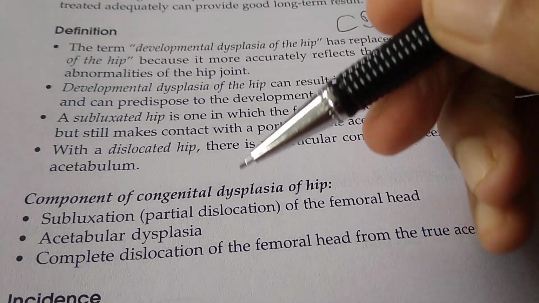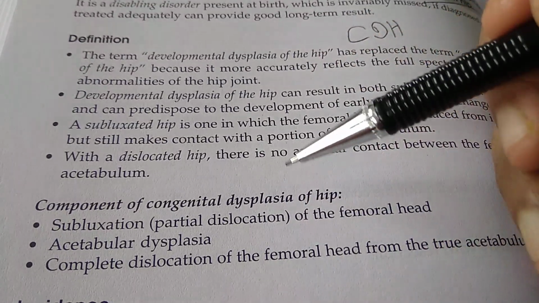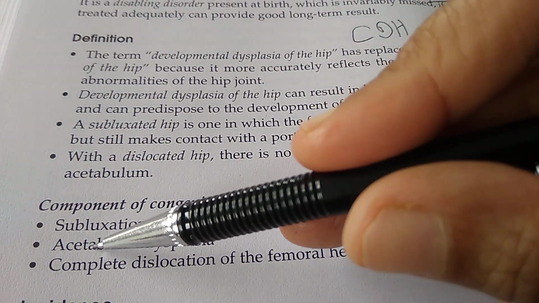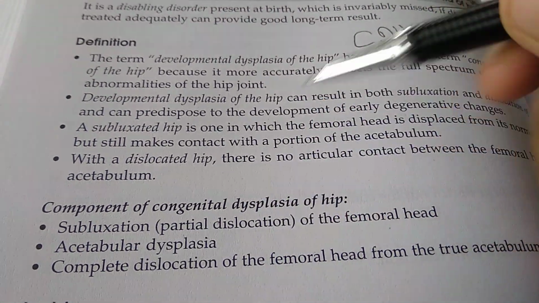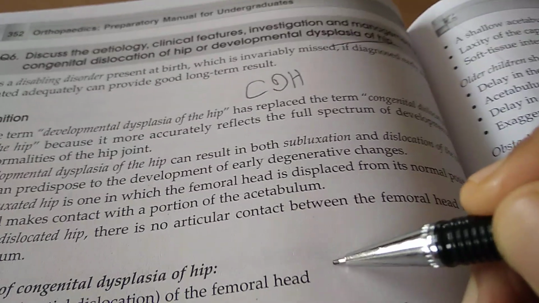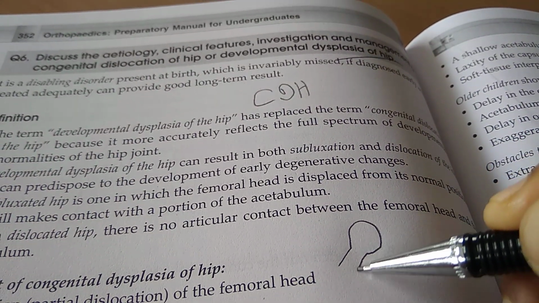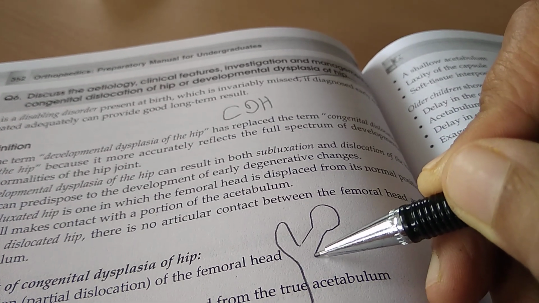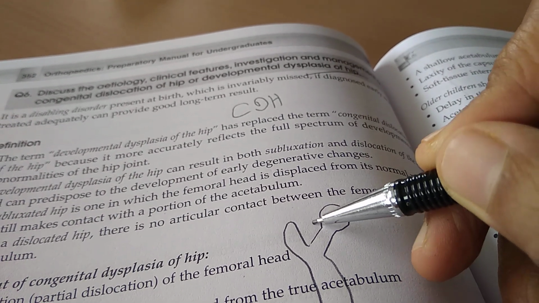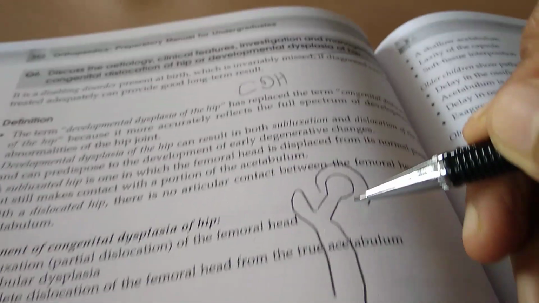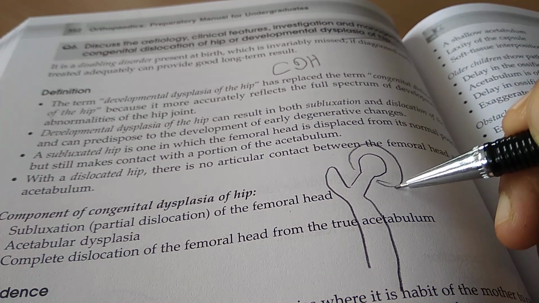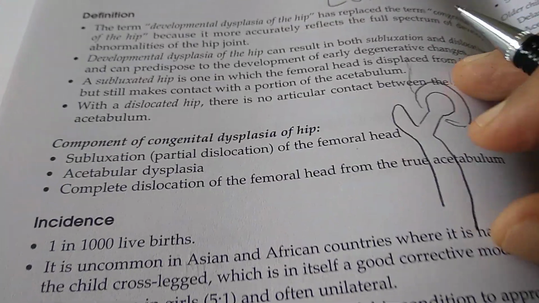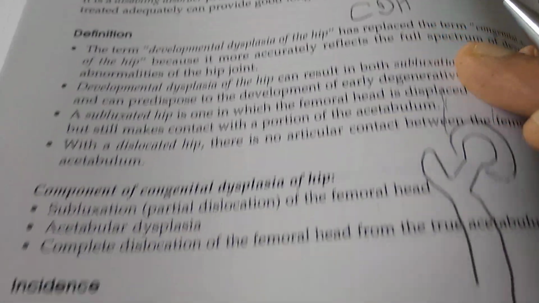What is the component of a CDH? There will be subluxation, that is the partial dislocation of the femoral head, acetabular dysplasia, or there can be complete dislocation. Is it the components? So let's draw the femur's head here. So this is how the femur will be, isn't it? And here you have the acetabulum, right? So this will be part of your bone. This is your hip joint. So basically there is a problem with the hip joint congenitally.